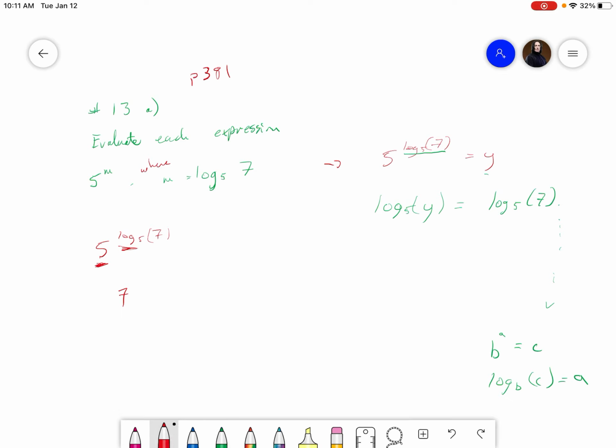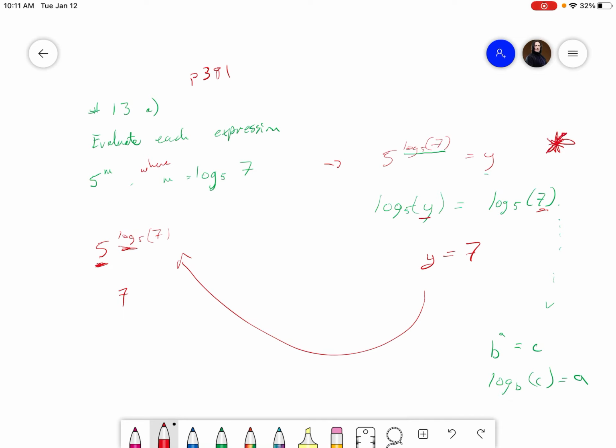So if you take a look at the left-hand side, this is log base 5 of some value y is equal to log base 5 of 7. That means that when they're equal, y must be equal to 7. If you have any questions about this, let me know. Now, let's go back to here.